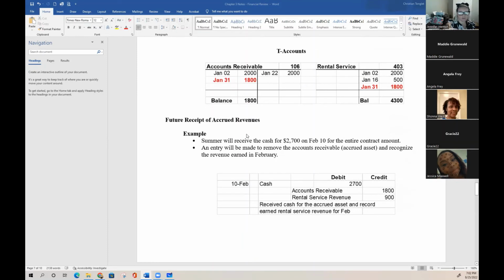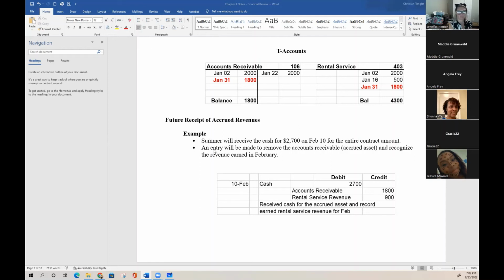So now we're going to receive money because we're finished. So we're going to finish the project, and then we're going to receive the money. Summerfront will receive the cash for $2,700 on February 10th. That's for the entire contract, right? Because they're paying it in full. An entry will be made to remove the accounts receivable. We're going to take the receivable off at this point because they're no longer going to owe it, so we can't have it sitting there.